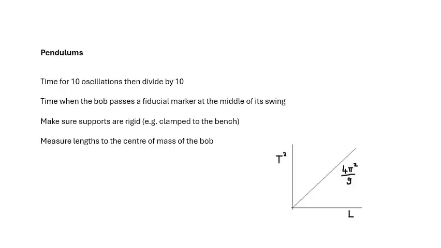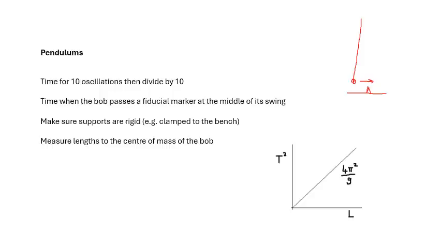Pendulums: time for 10 oscillations and divide by 10. Time when the bob passes a fiducial marker. A fiducial marker basically means that there's the bob and you have some kind of a marker on the table, and you time it when it goes past that marker, in that direction or whatever direction. That's called a fiducial marker, and that's the correct way of timing a pendulum.